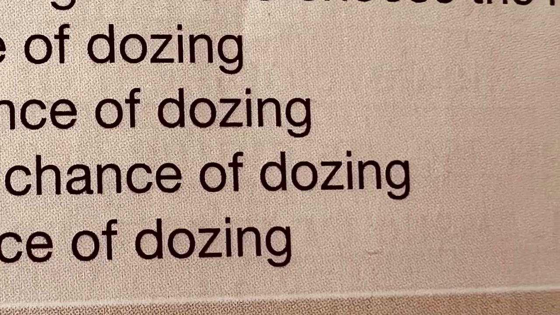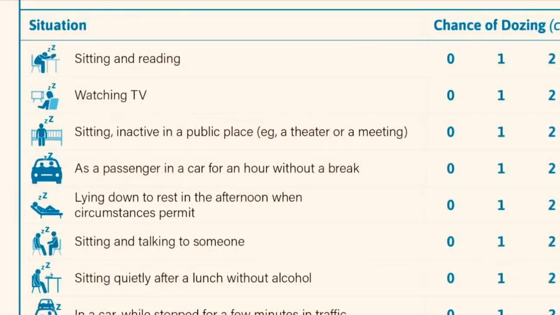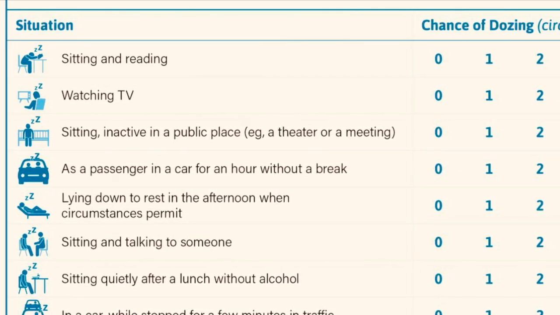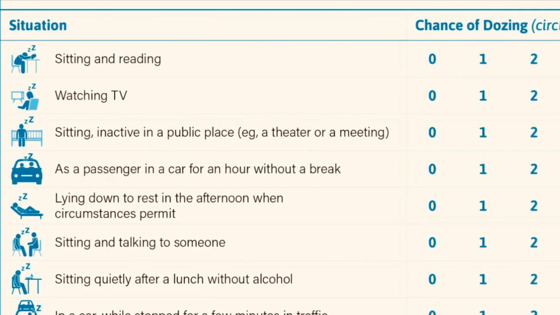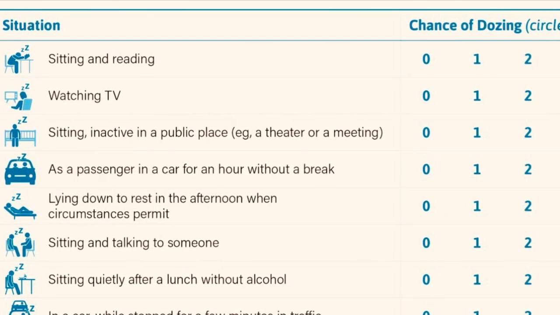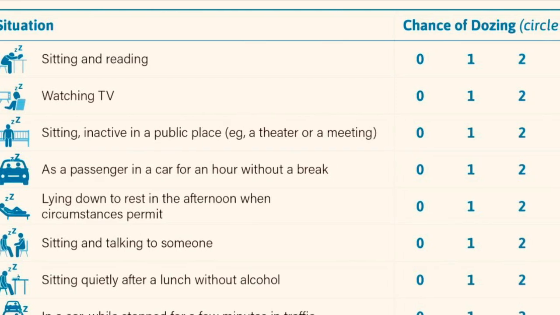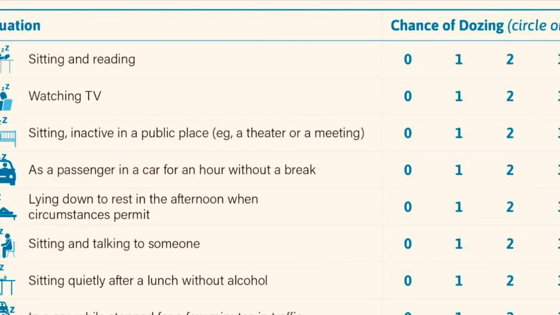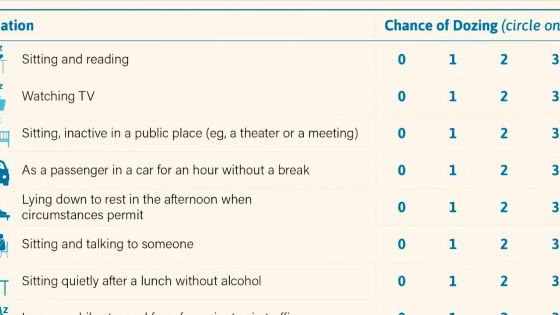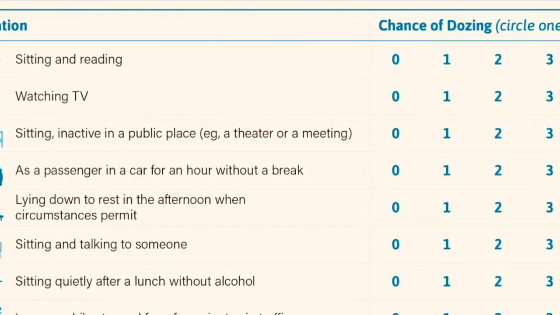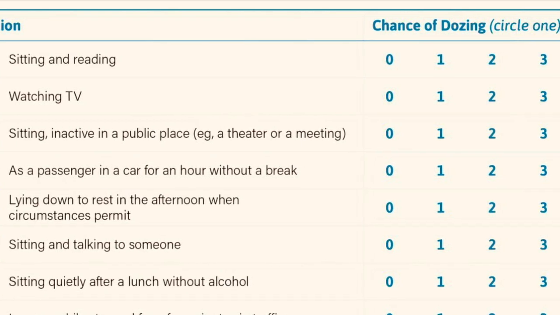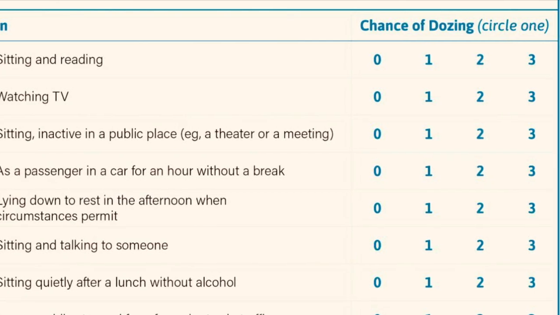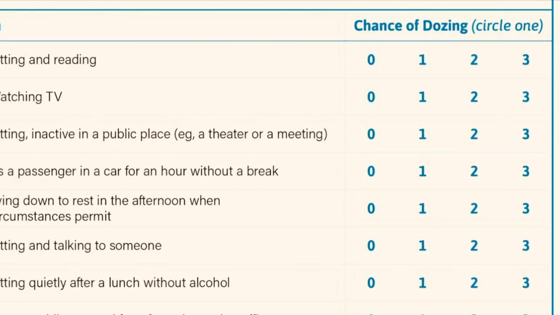The situations are: first, sitting and reading; second, watching TV; third, sitting inactive in a public place; fourth, as a passenger in a car for an hour without a break; fifth, lying down to rest in the afternoon; sixth, sitting and talking to someone; seventh, sitting quietly after lunch without alcohol; and the last, eighth situation, in a car while stopped for a few minutes in traffic.